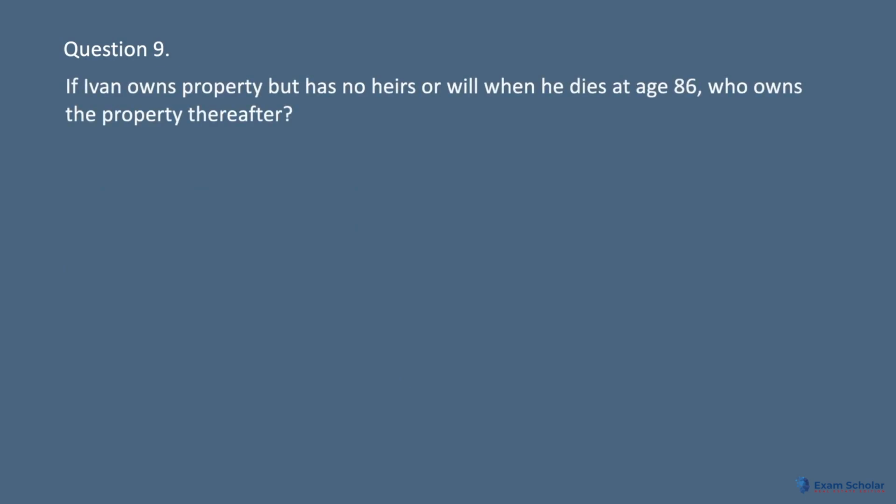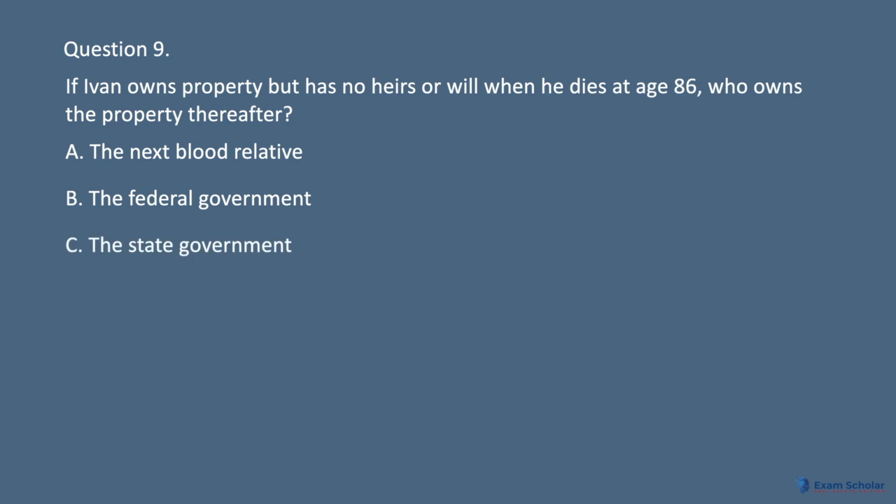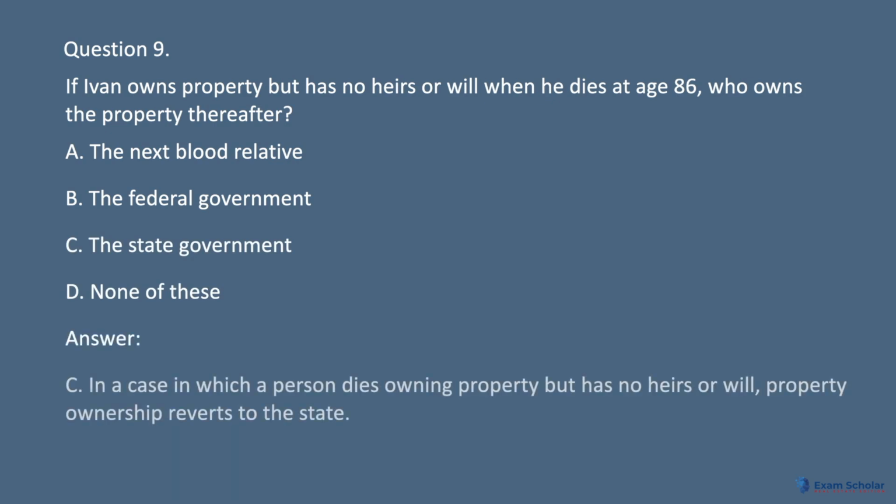Question 9. If Ivan owns property but has no heirs or will when he dies at age 86, who owns the property thereafter? A. The next blood relative. B. The federal government. C. The state government. D. None of these. Answer. C. In a case in which a person dies owning property but has no heirs or will, property ownership reverts to the state.